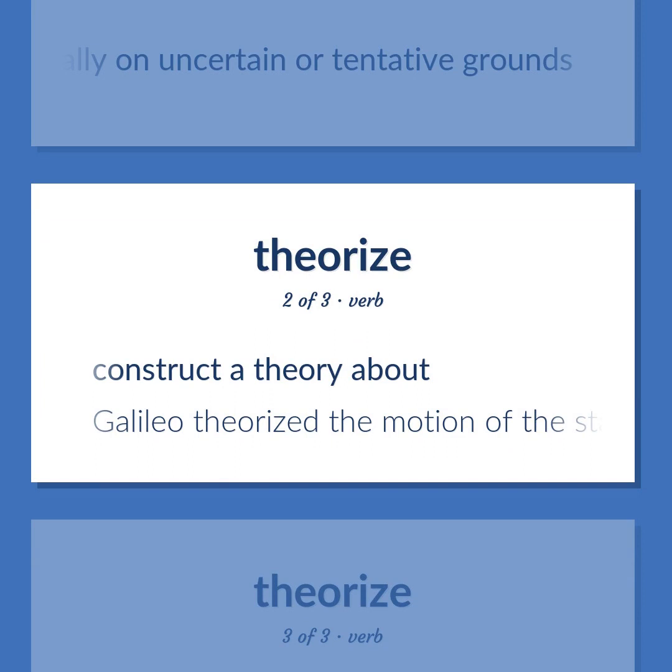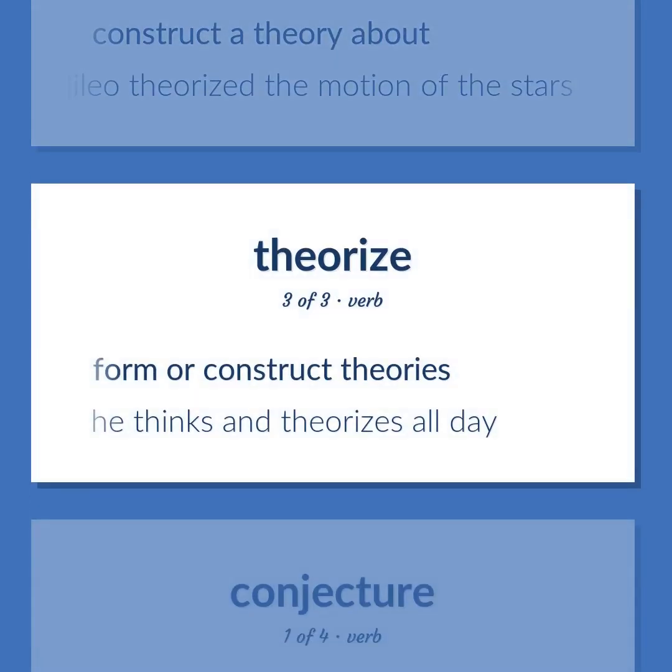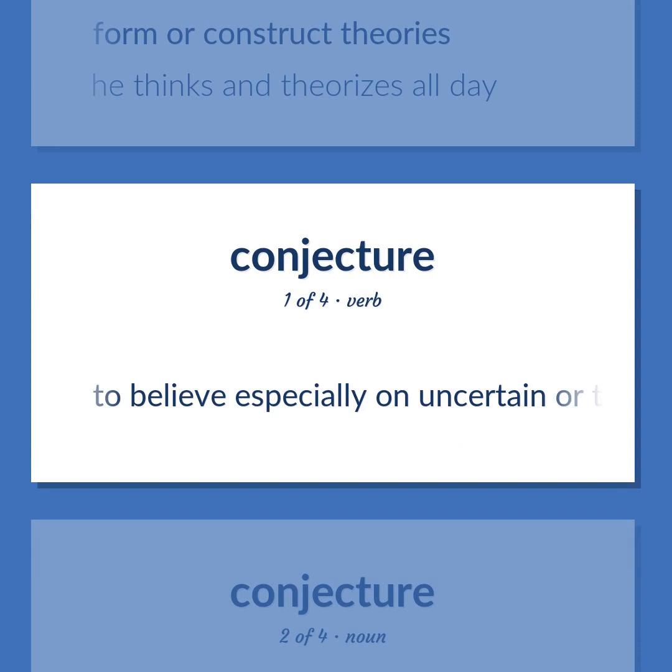Construct a theory about. Galileo theorized the motion of the stars. Form or construct theories. He thinks and theorizes all day. To believe especially on uncertain or tentative grounds.